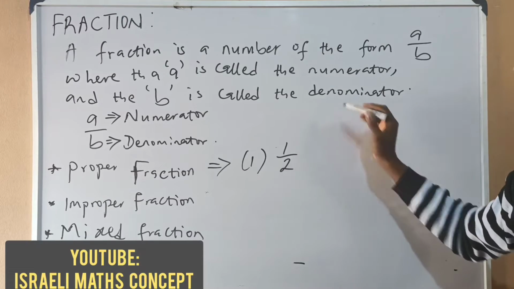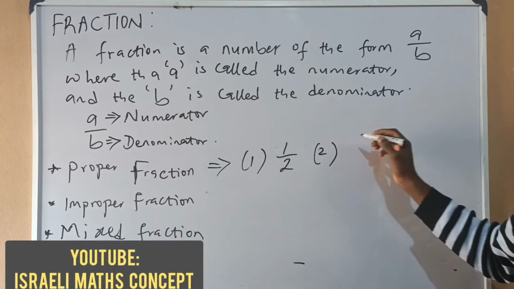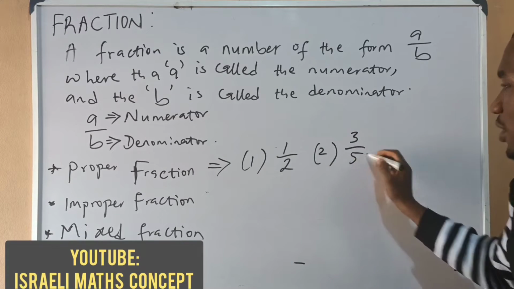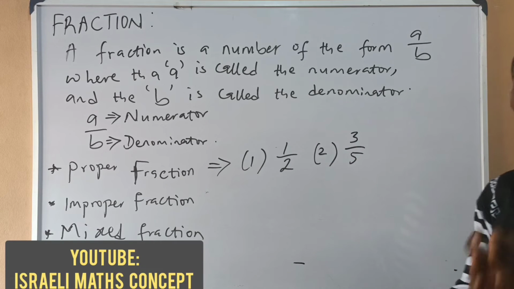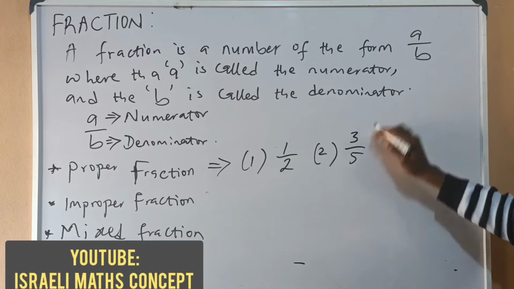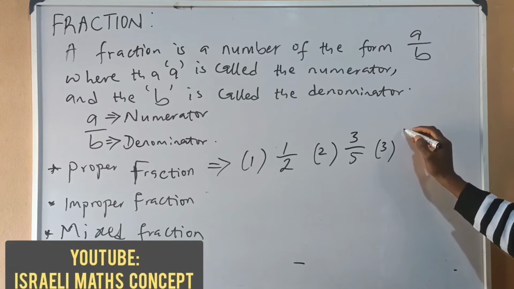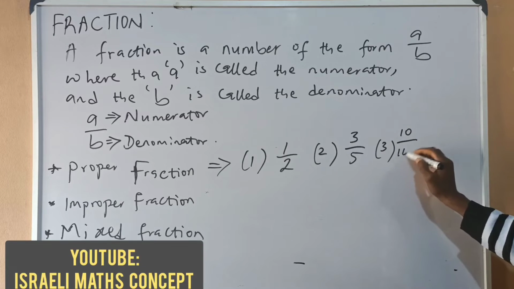Hence, this is a proper fraction. Number 2, if we have a fraction of this form, 3 over 5, this fraction is also a proper fraction because the numerator is smaller than the denominator. Then another example of proper fraction is something like 10 all over 100.